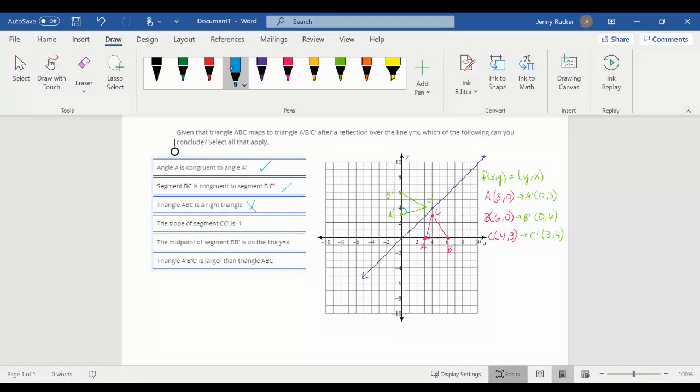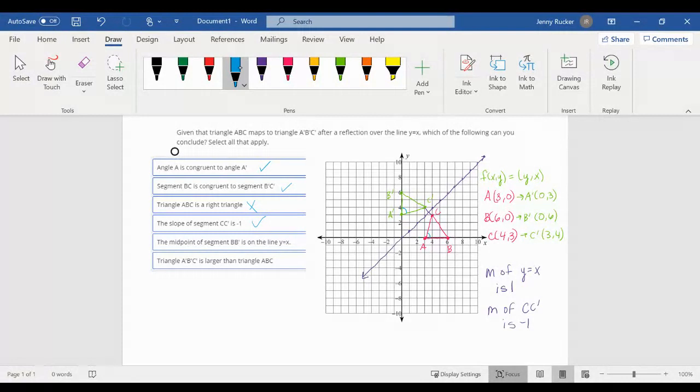The slope of segment CC prime is -1. Segment CC prime connects points C and C prime, and we know that that segment connects the corresponding pre-image and image in a reflection, and that segment has to be perpendicular to the line of reflection. So the slope of y equals x is 1, the slope of CC prime is -1, and that must be true since this is a reflection.